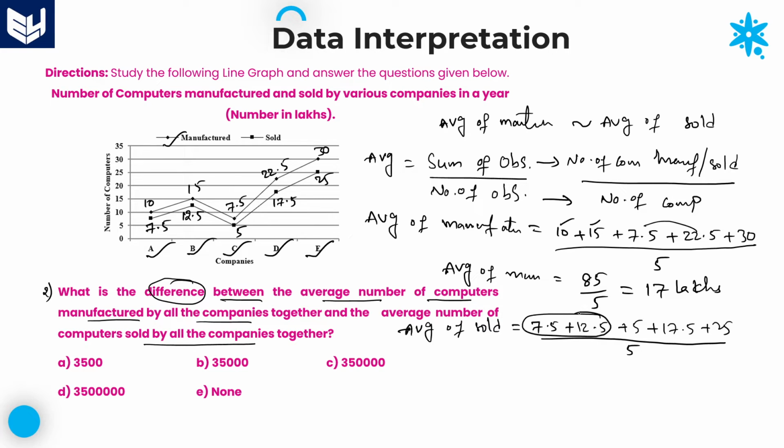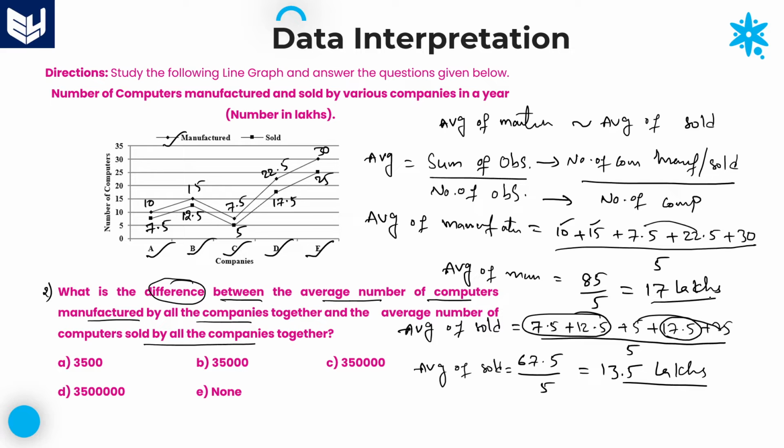Here 12.5 plus 7.5, that is 20. 20 plus this is 30, 50. 50 plus 17.5, 67.5. 67.5 divided by 5, which is equal to 13.5 lakhs. That is the average number of computers which are sold, equal to 13.5 lakhs.